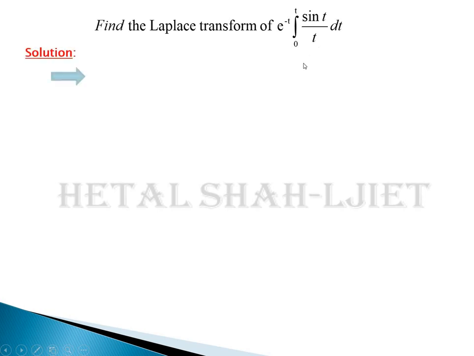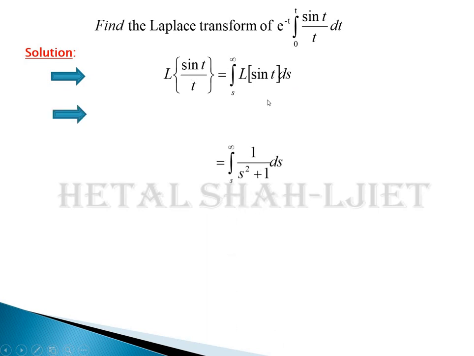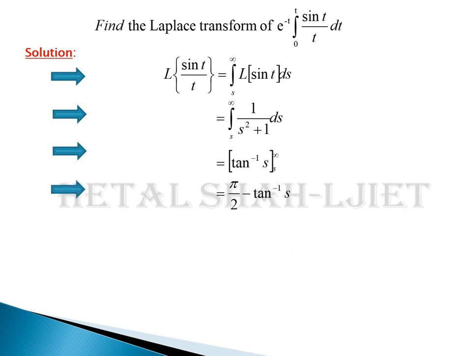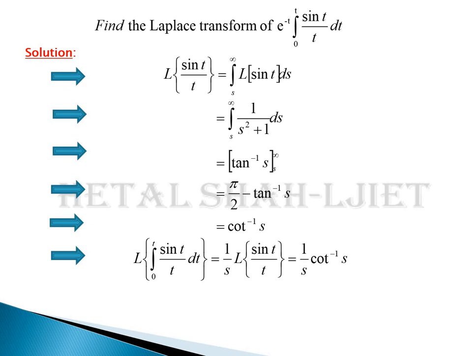Okay. Now again, find the Laplace transform of e raised to minus t times the integration from 0 to t of sin t upon t dt. For that, first find the Laplace of sin t upon t. For the division by t, we can write integration from s to infinity with respect to ds, and Laplace of sin t is 1 upon s square plus 1. After integration, we get tan inverse s, and by applying the limit, we get pi by 2 minus tan inverse s, that is cot inverse s. Now, the Laplace of the integration of 0 to t sin t upon t dt is 1 by s times Laplace of sin t upon t, that is 1 upon s cot inverse s.